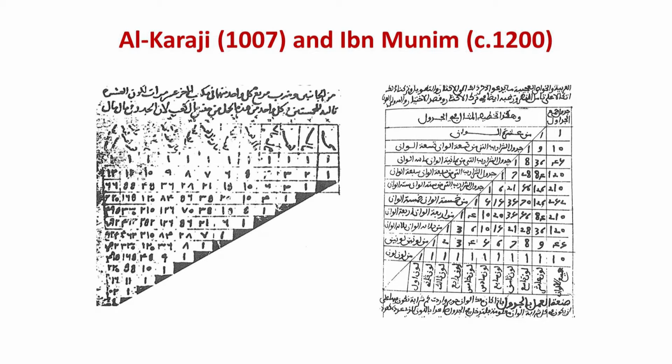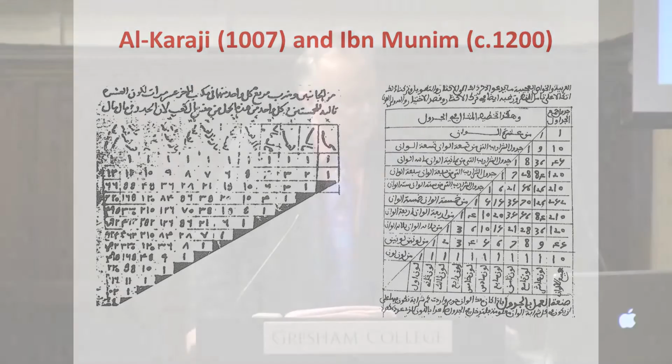But you notice that in these two triangles the numbers are in different orientations. You need to turn one round through 90 degrees, and turn it over, to get the other one. And there are several more Arabic and Islamic examples of arithmetical triangles. I've just got 2 here.